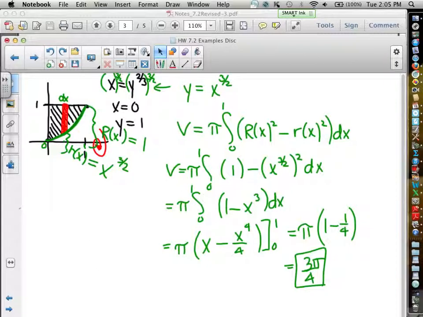Right? You don't have to do it with your calculator. If it's something like that, it probably would take you longer to type it in the calculator than it would be to integrate it by hand. But you don't have to. You do them all with the calculator.